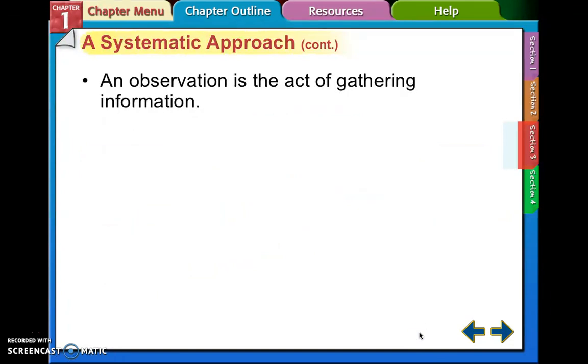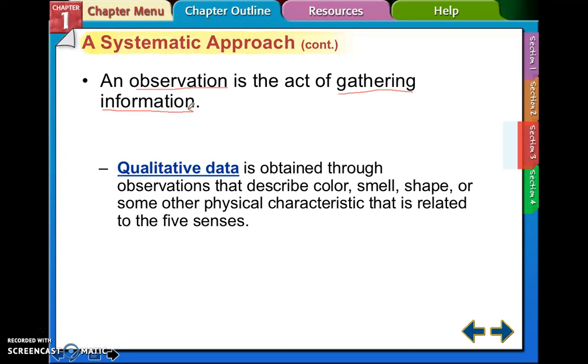All right, so an observation is the act of gathering information. So simply put, an observation is just getting or gathering information. Now, there are two types of observations. The first type of observation is qualitative data. You can get this data from observations that describe color, smell, shape, or some other physical characteristic that's related to your 5 senses.